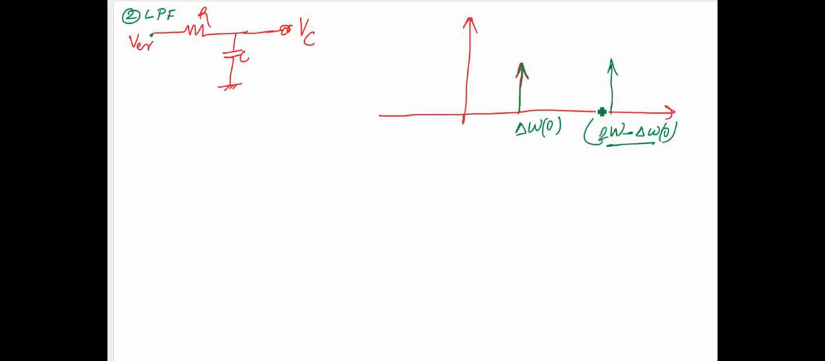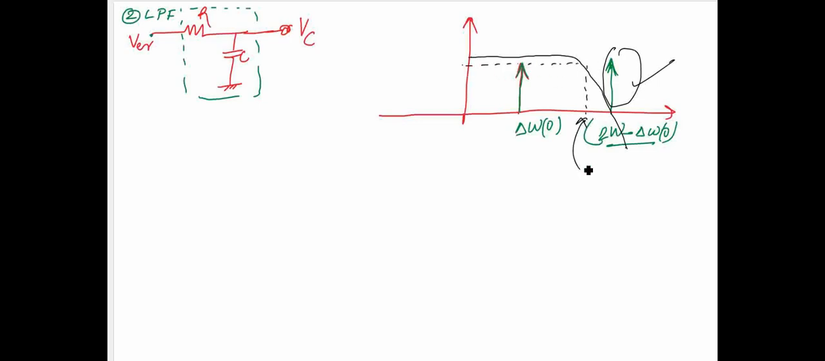So you have to keep the bandwidth of this low pass filter in such a way that it will reject this component. Okay, so it is like this. So this part will be rejected. And this is your omega 3 dB, which is equal to 1 by RC. So your del omega 0.